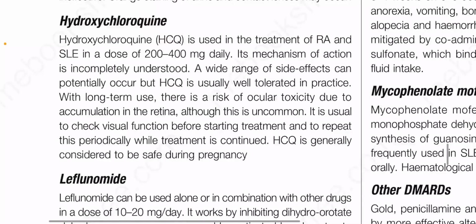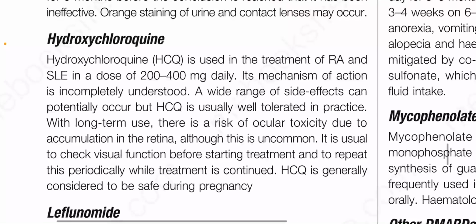Now, hydroxychloroquine. Hydroxychloroquine is used in the treatment of rheumatoid arthritis and SLE in a dose of 200 to 400 mg daily. Its mechanism of action is incompletely understood. A wide range of side effects can potentially occur, but hydroxychloroquine is usually well tolerated in practice.